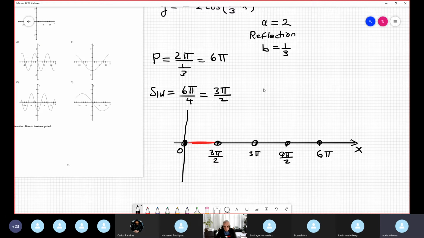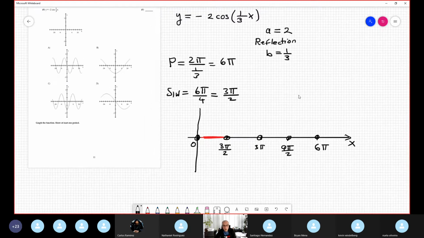Yes. Good. So we are talking about cosine, but you have reflection. That means that our cosine starts at the negative minimum. Here, negative 2, 0, positive 2, 0 again, and negative 2, and complete one period. Our graph roughly looks like that.